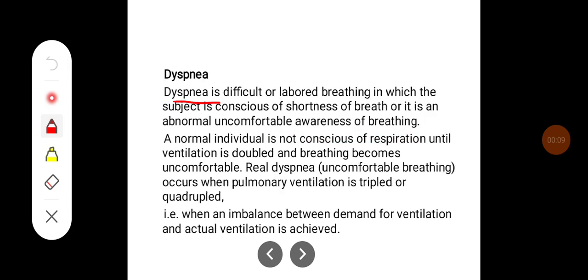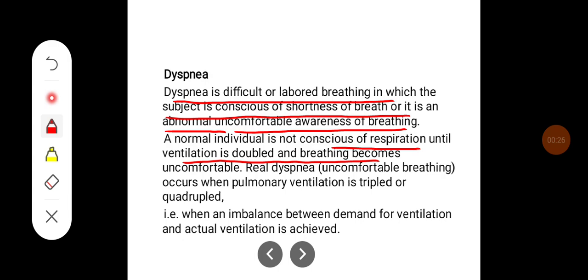Dyspnea. Dyspnea is difficult or labored breathing in which the subject is conscious of shortness of breath, or it is an abnormal, uncomfortable awareness of breathing. A normal individual is not conscious of respiration until ventilation is doubled and breathing becomes uncomfortable. Real dyspnea, that is uncomfortable breathing, occurs when pulmonary ventilation is tripled or quadrupled. That is when an imbalance between demand of ventilation and actual ventilation is achieved.